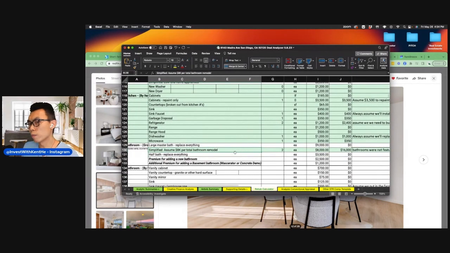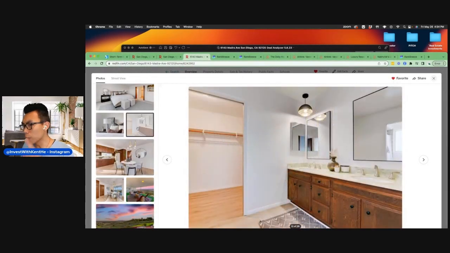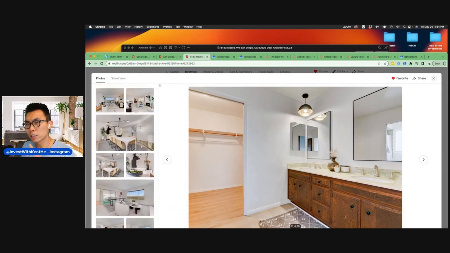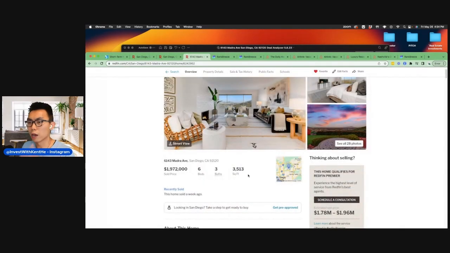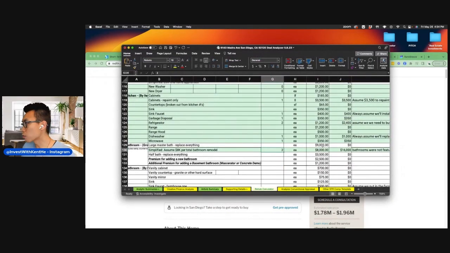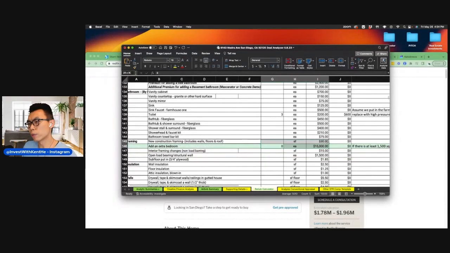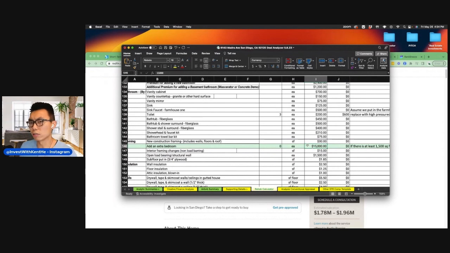We have about $8,000 per bathroom remodel. I put in 2 total bathroom remodels in this home. And why did I do that? I did that because they only showed me pictures of 1 bathroom. If you look through this listing, they only show me pictures of 1 bathroom, and there's 3 bathrooms. So they are probably hiding the uglier looking bathrooms from the listing. So that's why I decided to put in 2 whole bathroom remodels. And if you ever need to add an extra bedroom, I generally use an estimate of about $15,000 for that.